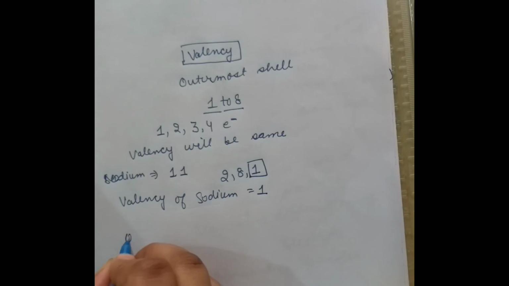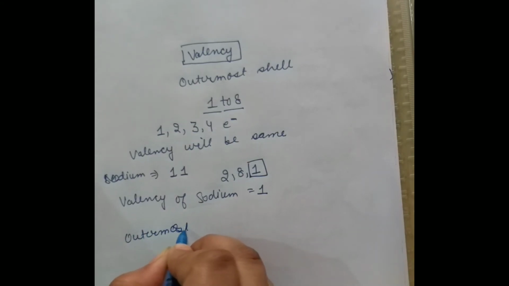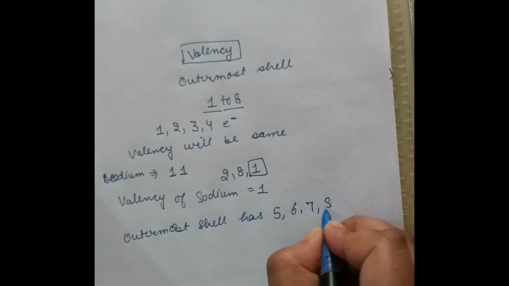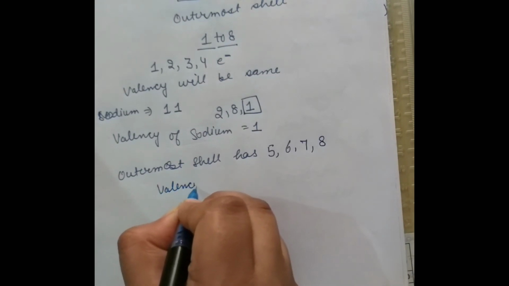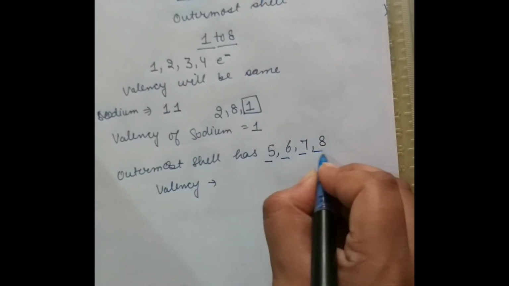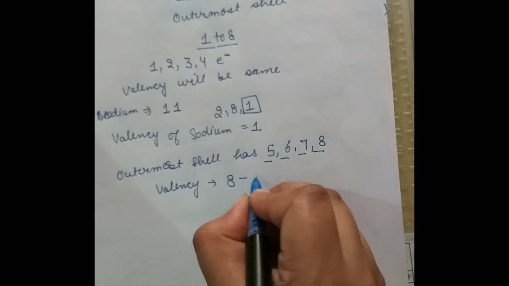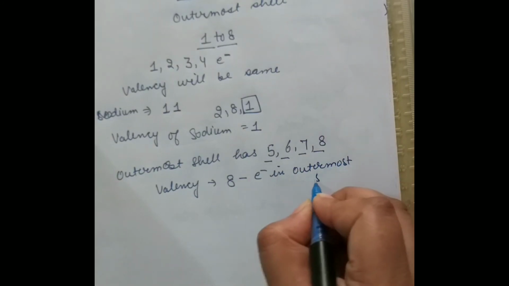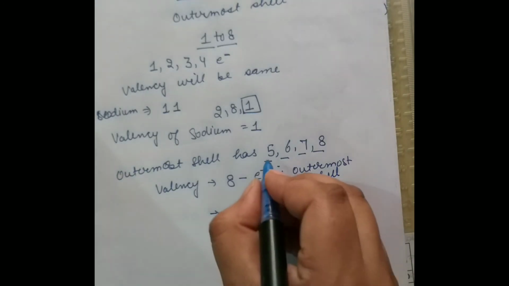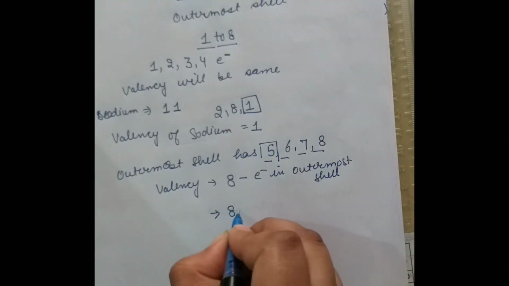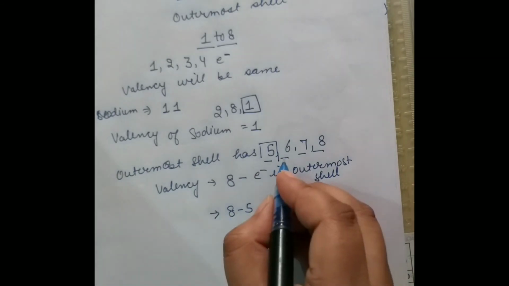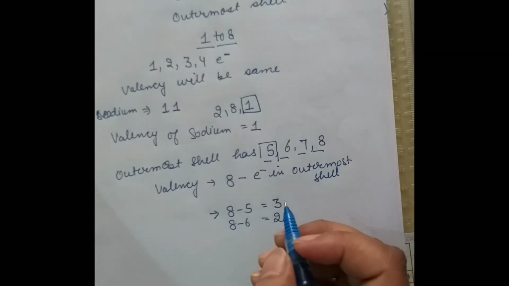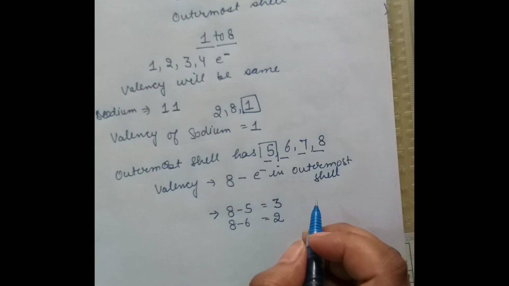But if the outermost shell has 5, 6, 7 or 8 electrons, then we can find the valency by simply subtracting these from 8. So 8 minus the electrons in the outermost shell. If the outermost shell has 5 electrons, then 8 minus 5 is equal to 3. If 6, then 8 minus 6 is equal to 2. So this is a simple trick for how we can find the valency of any element.